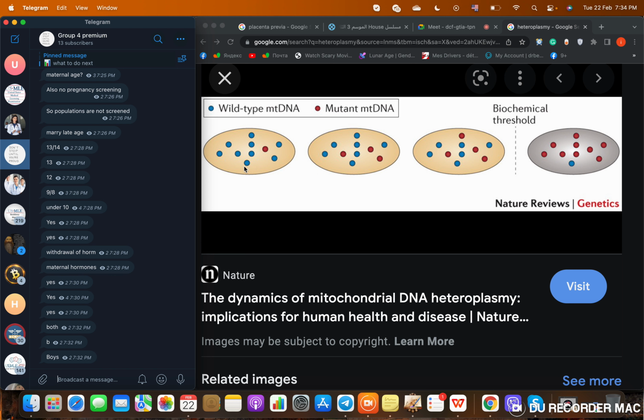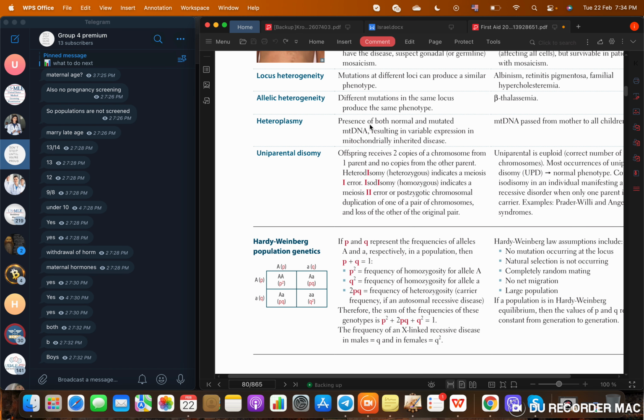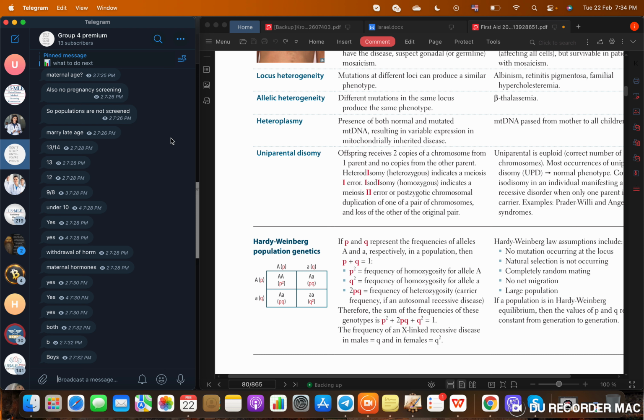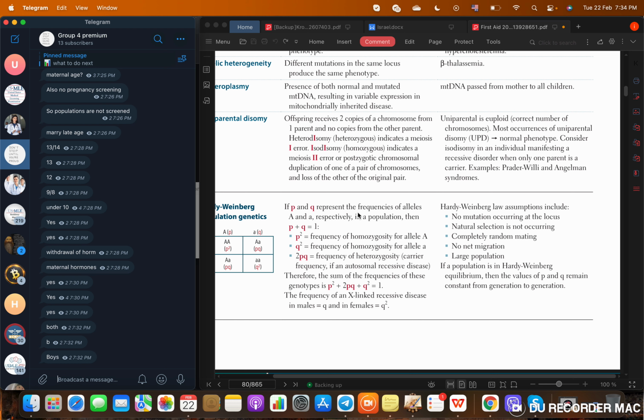He has, like inside of our one cell, we have thousands of mitochondria, of course, not only one mitochondria. You have many mitochondria. So if one is diseased, you are going to have mild disease. If three are diseased, you are going to have a little bit worse disease. Four are diseased, you are going to have more disease. If like all of them are diseased, you are going to have more severe disease. So that's heteroplasmy. How many mitochondria inside of the cell are affected? So presence of both normal and mutated mitochondrial DNA, resulting in a variable expression in the mitochondrially inherited disease. Mitochondrial DNA is passed from mother to all of her children.